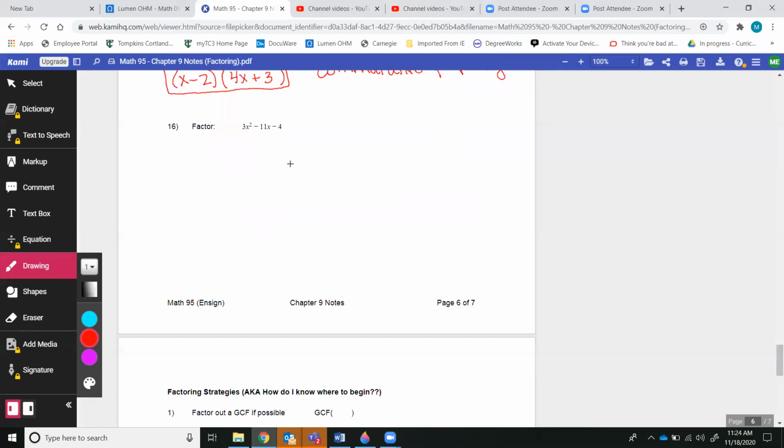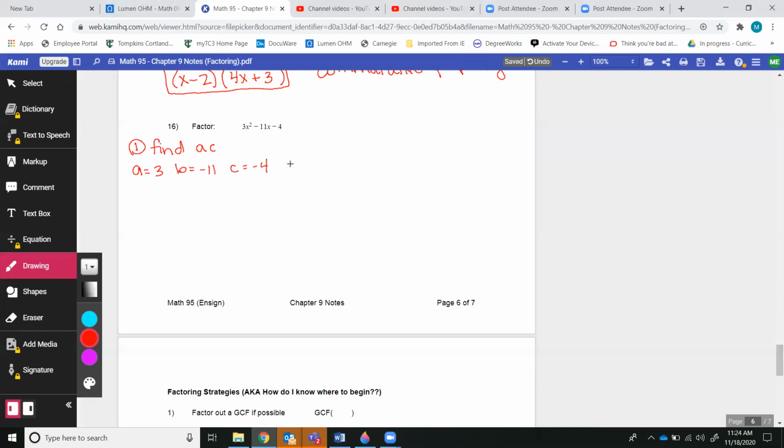So we have 3x squared minus 11x minus 4. So let's think about those steps. Number one, we want to find AC, which means we're multiplying A times C. Well, my A is 3, my b is -11, my c is -4, right? Ax squared plus bx plus c. Bring those signs with them.